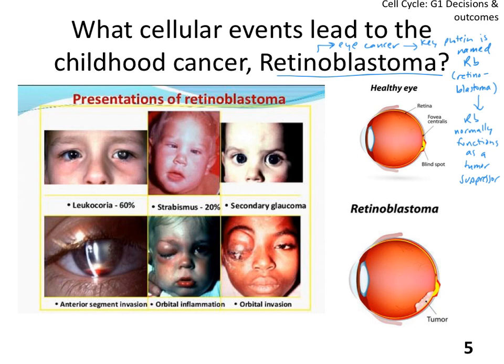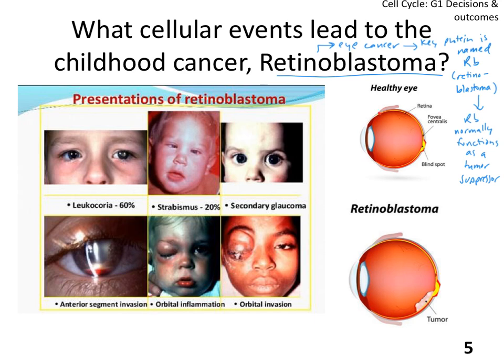A key protein that has been determined to be involved with this retinoblastoma has been named RB, and it normally functions as a tumor suppressor, which means that it would normally be functioning as a brake in the cell cycle, slowing that down. And so mutations, especially loss of function mutations in RB or retinoblastoma, would then speed up the cell cycle.